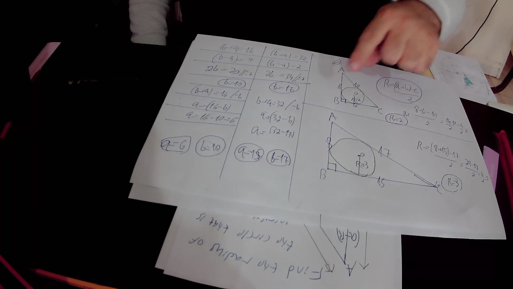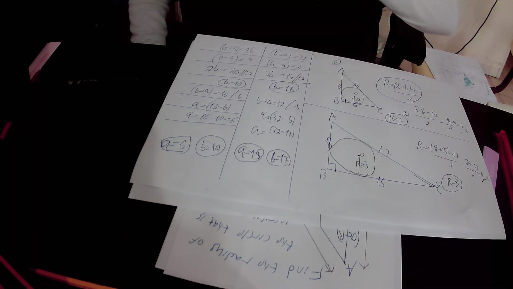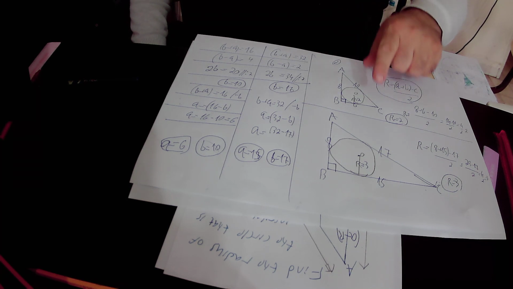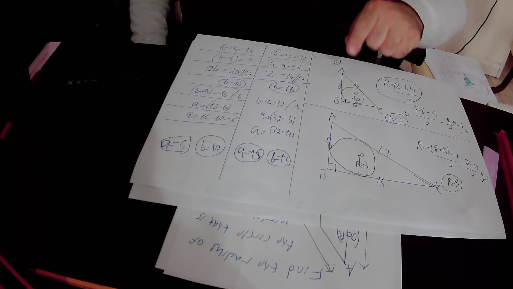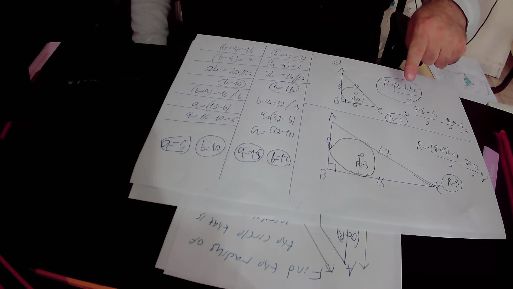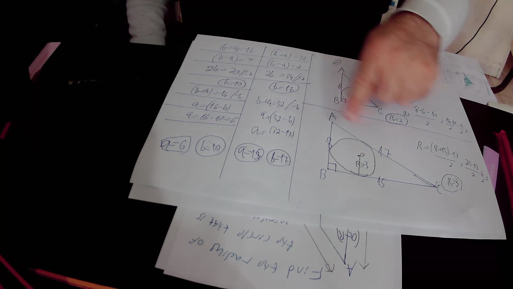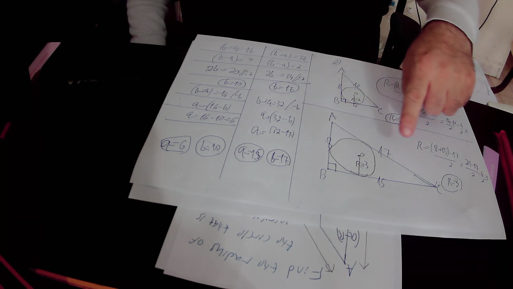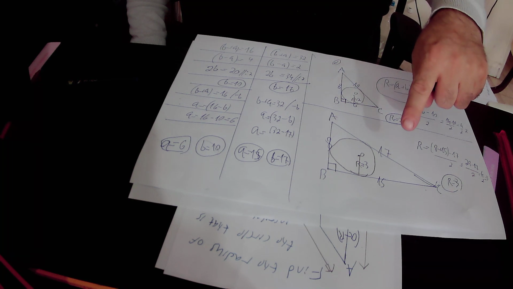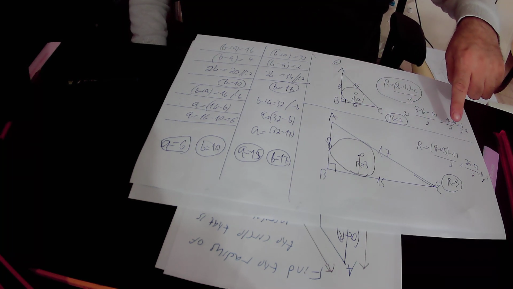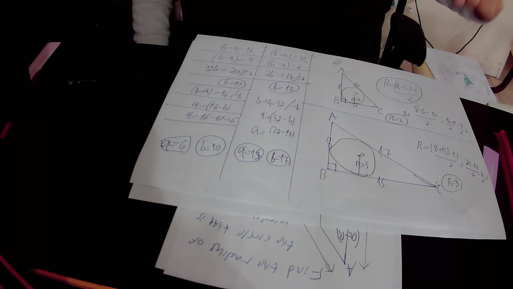Then we have here this right triangle, and the radius of this circle will be equal to A plus B minus C over 2. A plus B is the sum of its perpendiculars, that is 8 plus 15, that is 23, minus the hypotenuse, that is 17. 23 minus 17 is 6, and 6 over 2 is 3. So we found out that the radius of this circle is 3 units.